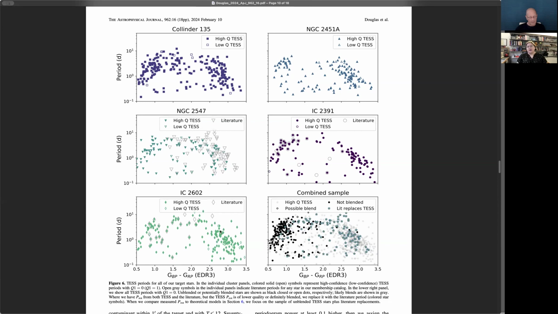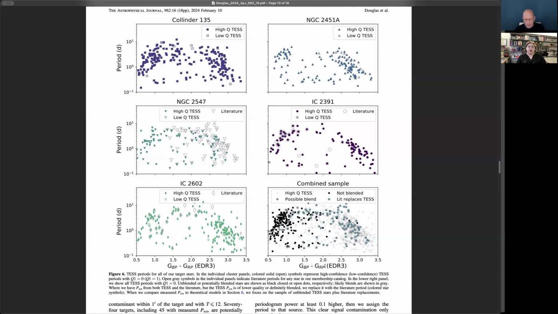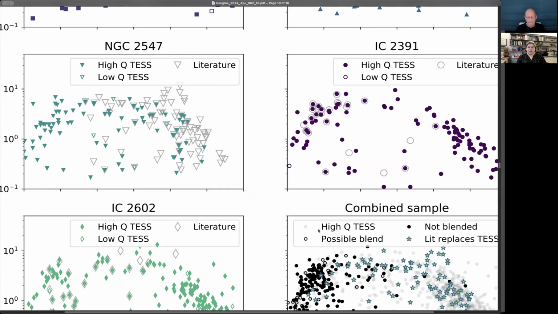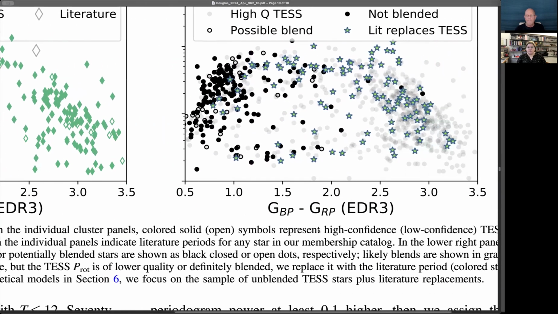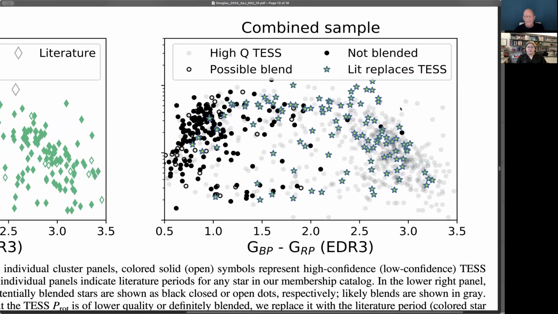And then in the lower right, we've combined all of the points. Anything with a TESS period is shown in gray as a circle, or with a high-quality TESS period. The black solid dots are things that are definitely not blended according to our Gaia analysis, and the open black circles are maybe blended. And then unfortunately, anything that's left as gray has a probable star that could be contaminating its light curve.